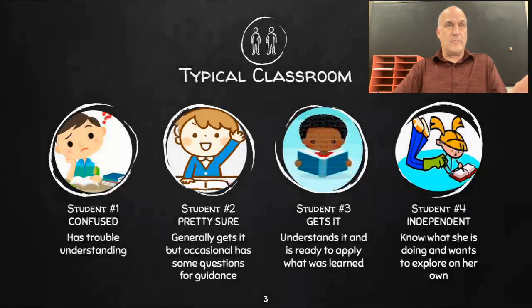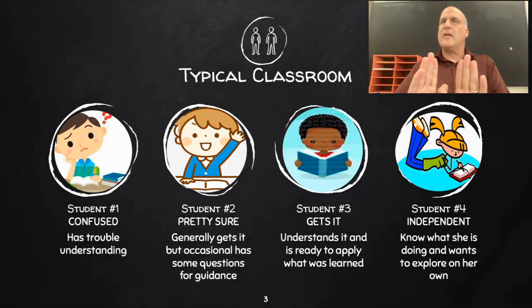Student number 1 is confused. They are having trouble understanding. They're not able to keep up with what is being taught. You have student number 2. They're a little more confident, but they still have some doubts. And so they occasionally have some questions. They occasionally need some guidance in what is going on because there's still some things they're not quite getting.